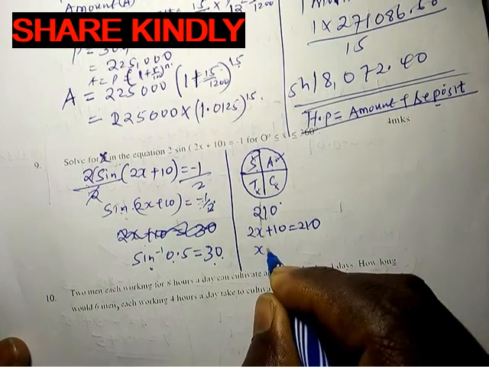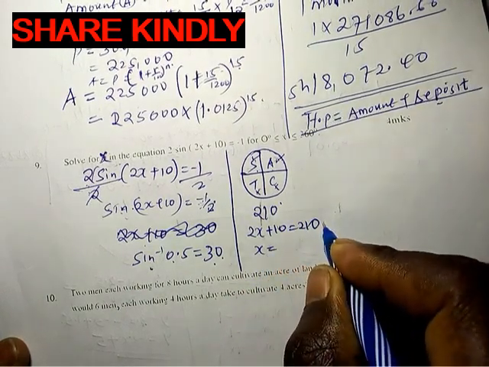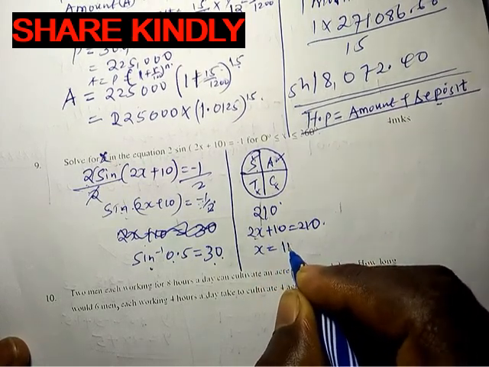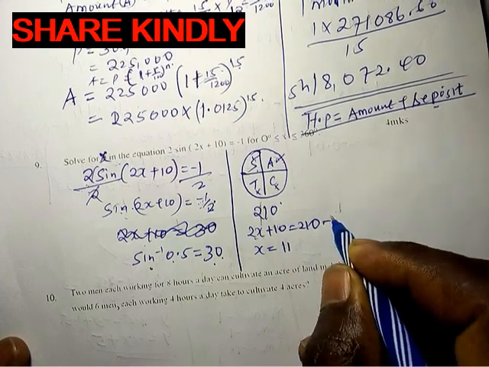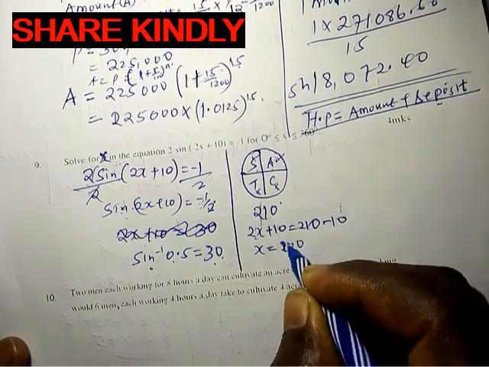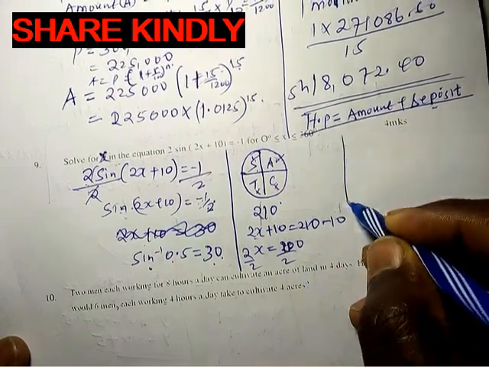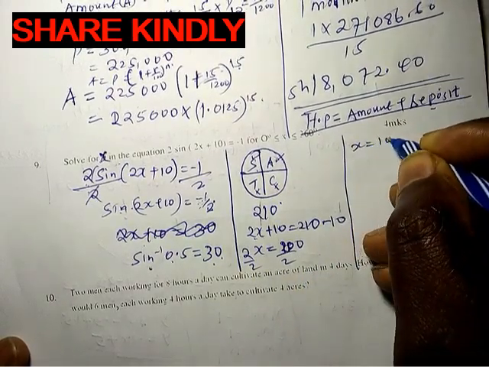So the value of x, when 10 comes to the other side, it will be 200. 2x is equal to 200, divided by 2, and x equal to 100.